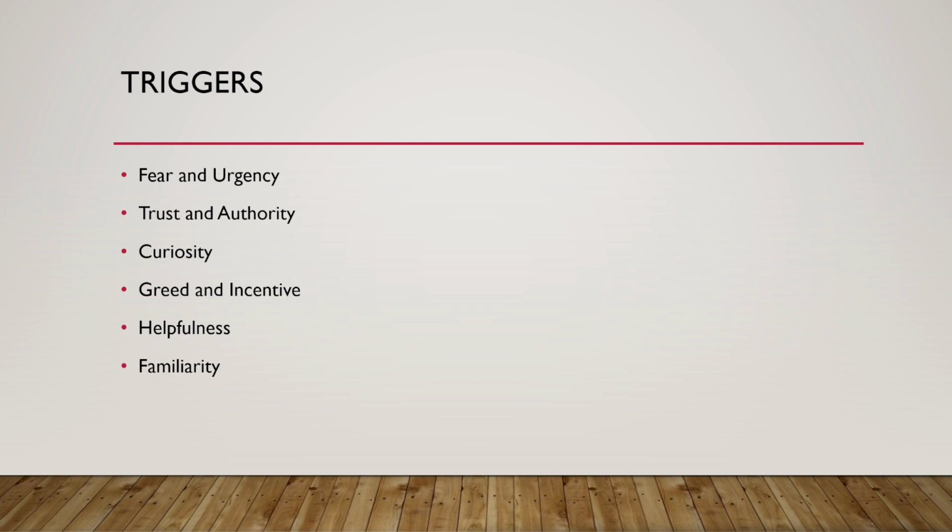And lastly, we have familiarity. It's hard for me to say that word. Familiarity is a social proof of trust. Basically, they'll come in and act like a friend, or they'll look at your social media and say, hey, I saw you were at that party. I was there too, even though they were not. And they'll pretend to share that information so you feel more comfortable lowering your defenses.